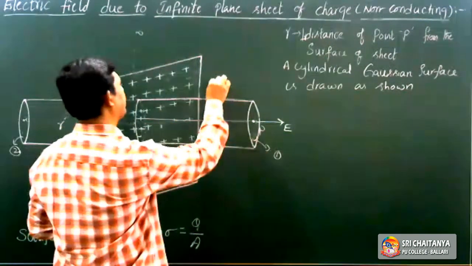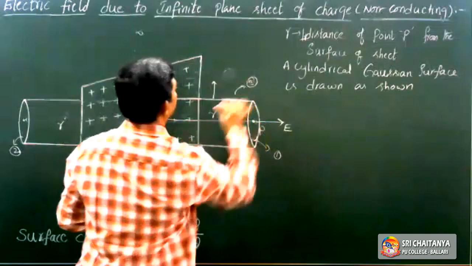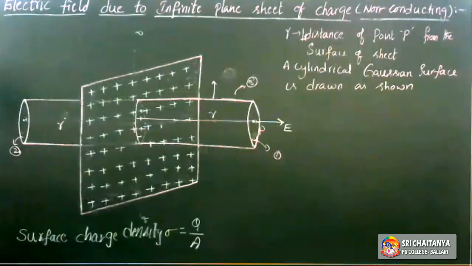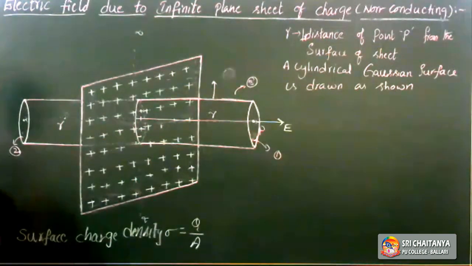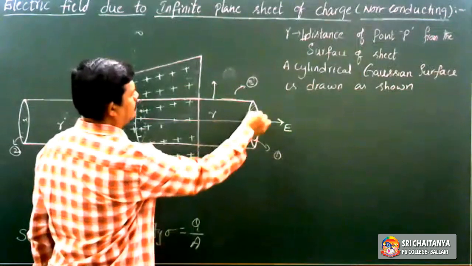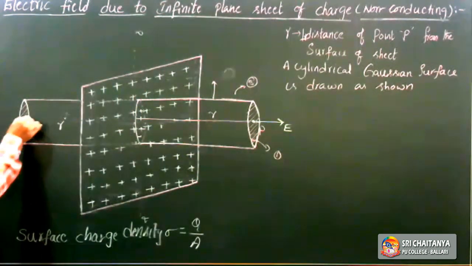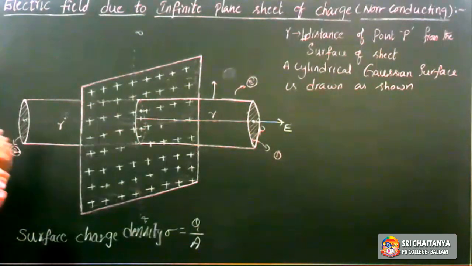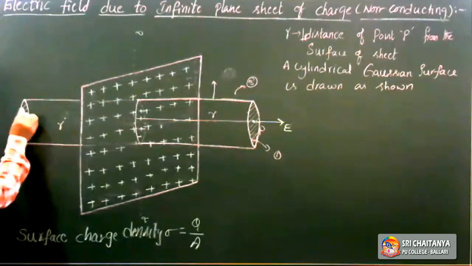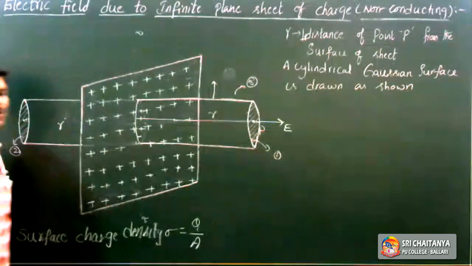And this is a curved surface. Third one, this one is a curved surface. Three surfaces. Then what is the flux through this Gaussian surface? See, the area of this flat surface and the area of this flat surface, these two, let the area be A. The area of this surface is A and the area of this surface is also A.